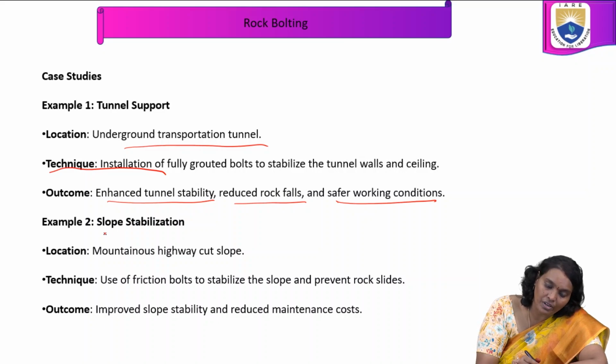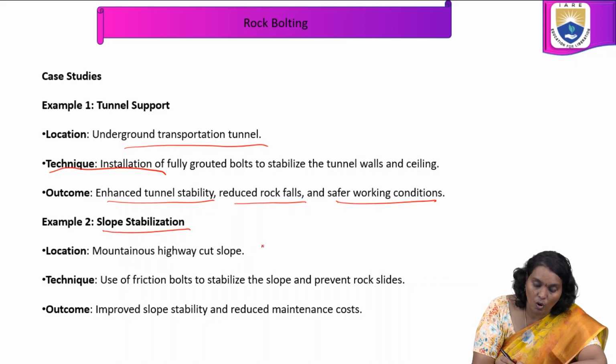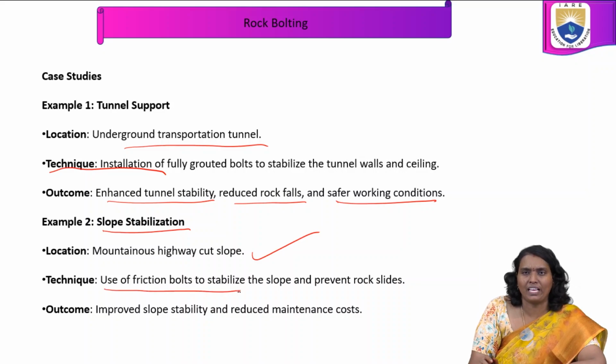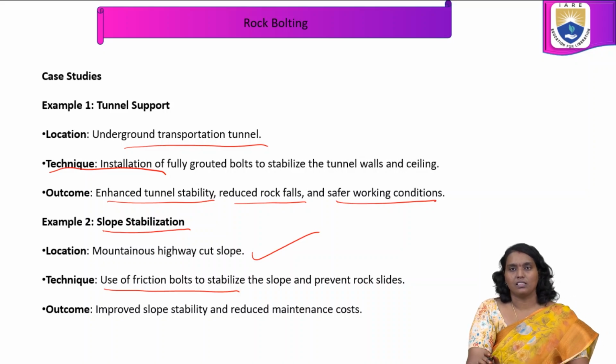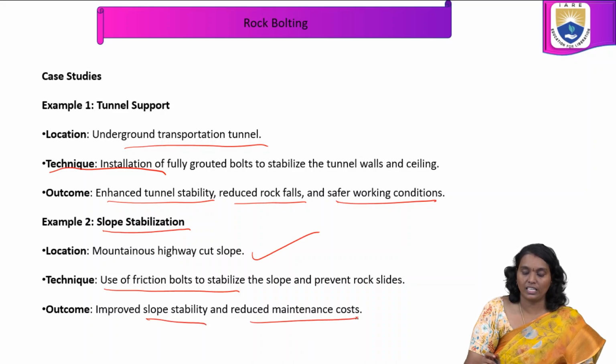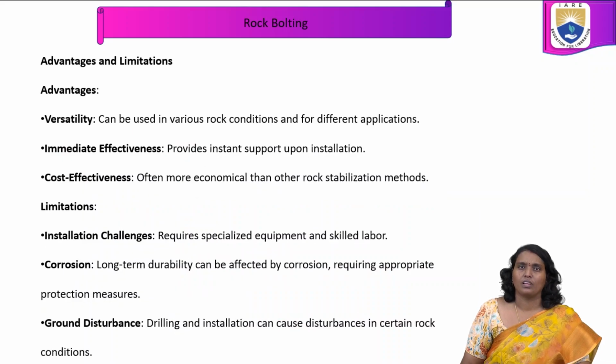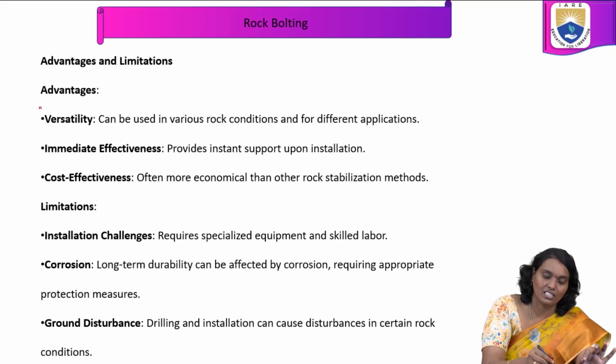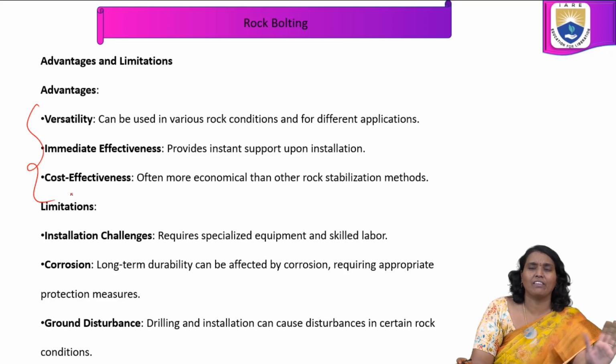And also one more example, slope stabilization. The condition and location is a mountain highway cut slope. In that we choose friction bolts to stabilize the slope and to prevent rock slides. It improves the slope stability and reduces the maintenance cost. So it is also versatile with immediate effectiveness. Cost effectiveness is there in the advantages of rock bolting. Each and every type has its own advantages, which we already observed in our previous slides.